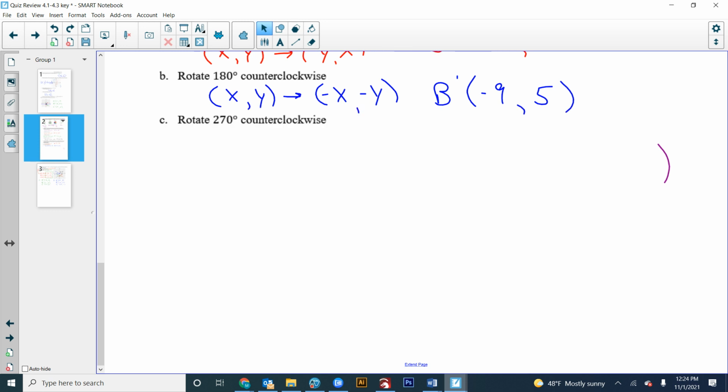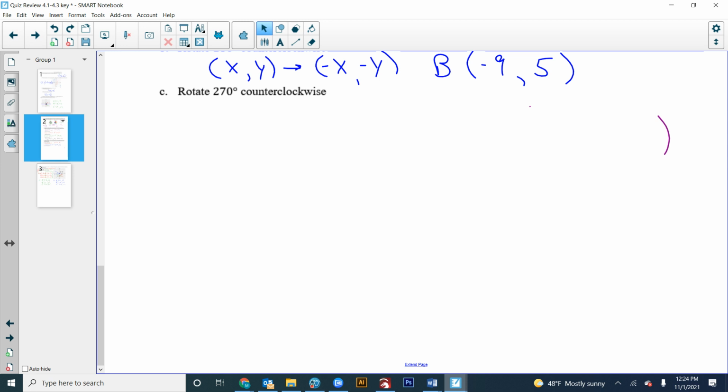Next one, 270. Who's got the rule for 270? Nobody. y, negative x. y, negative x, good. I got negative 5, negative 9 for B prime.